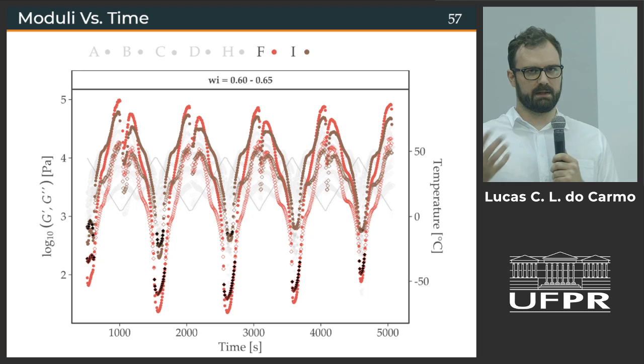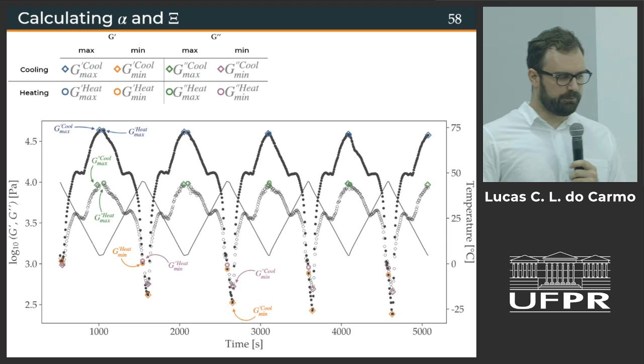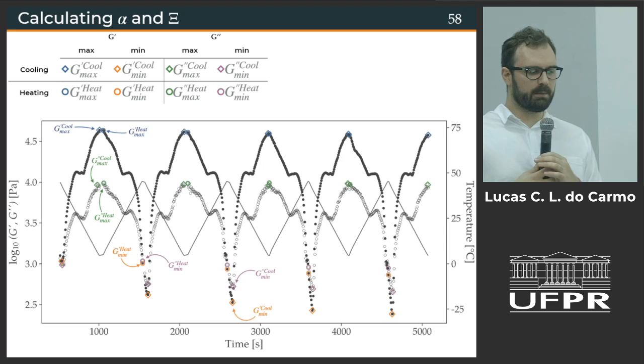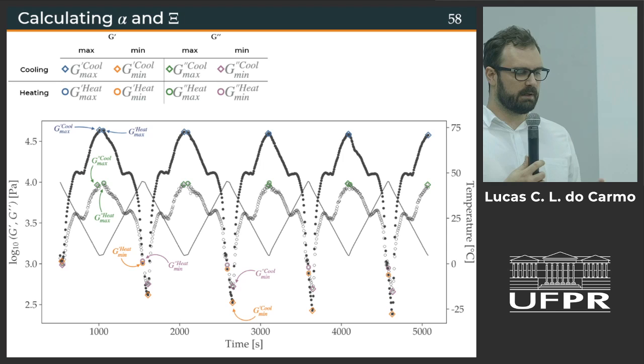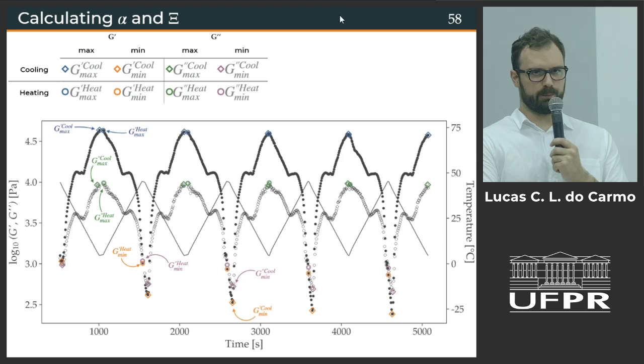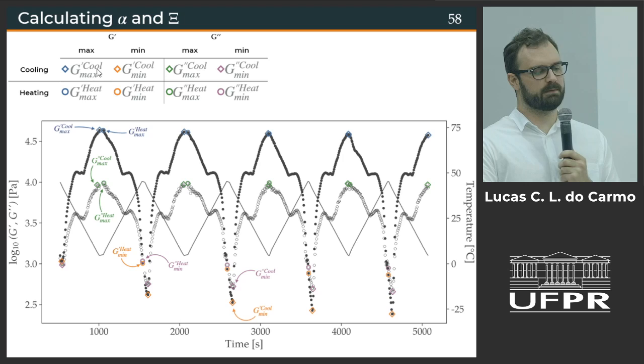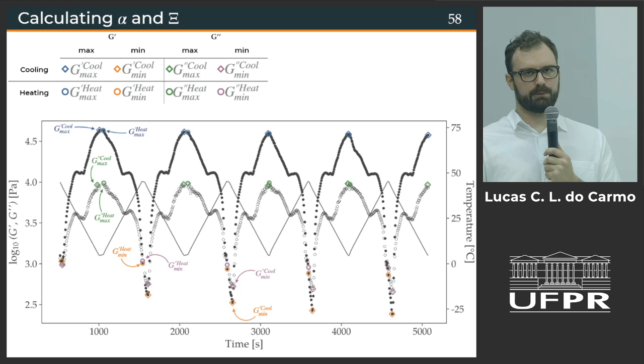So what was done is that, to calculate some parameters that could translate and summarize these experiments, so we wouldn't have to analyze each and every one of them individually, we separated these points into 8 groups. So we have G prime maximum values in cooling ramps, G prime maximum values in heating ramps, G prime minimal points in cooling, and minimal points in heating. So we had 8 groups of points for each one of these experiments.